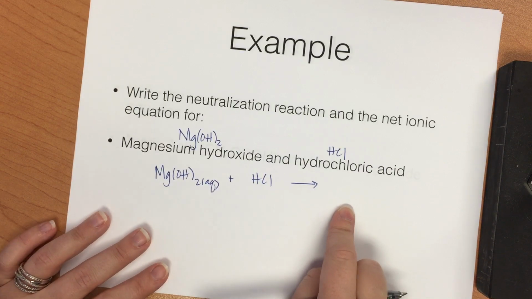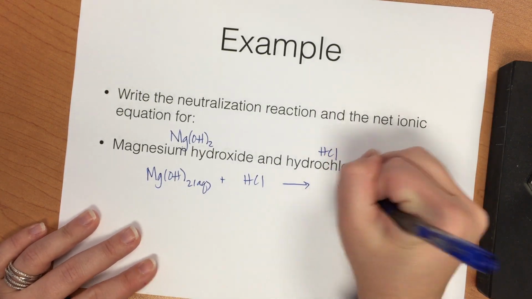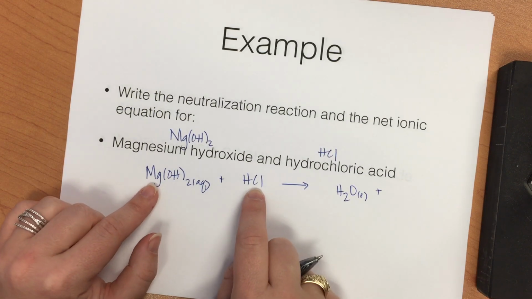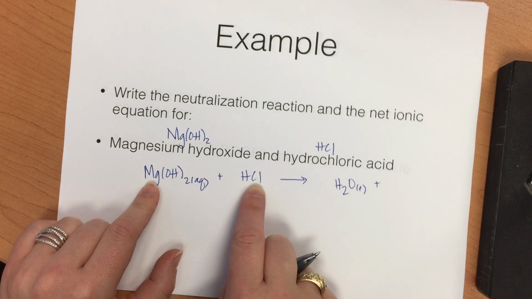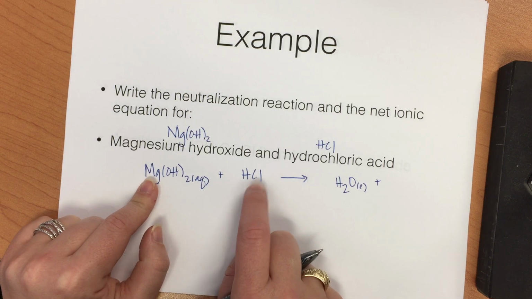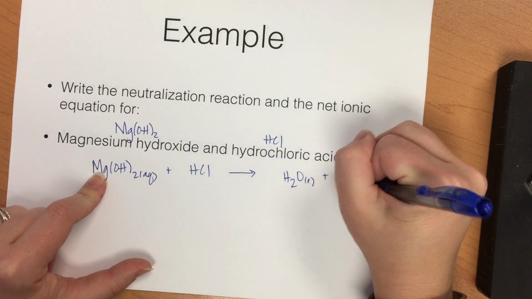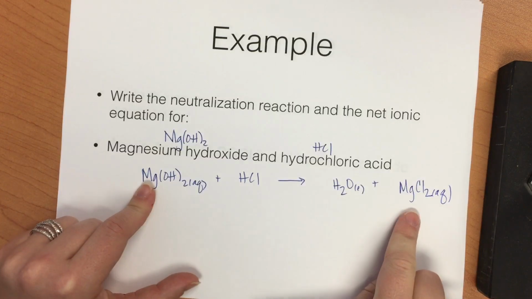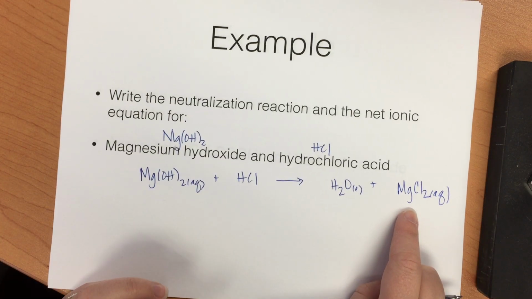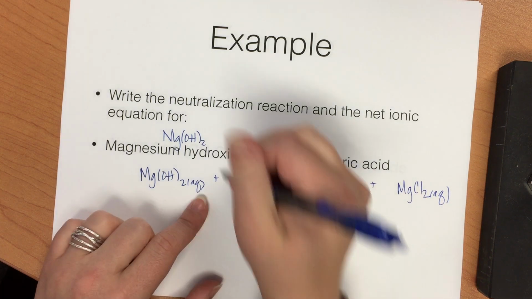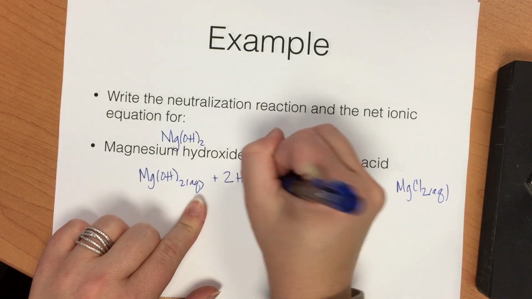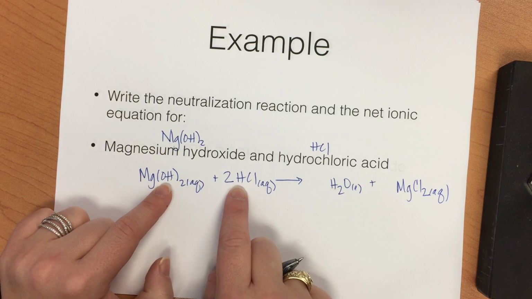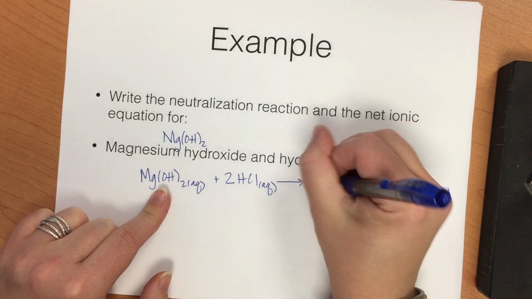Now we know that we're going to get out water, which will be a liquid, and we know that we're going to get some version of magnesium and chlorine mixed together. Magnesium has a 2+, chlorine has a 1-, so it will be MgCl2. This will be aqueous. Now, we need to make sure our equation is balanced. For 2 chlorines, we're going to have 2 in front of the HCl. The magnesiums are balanced, but if we have 2 acidic protons, we are going to end up with 2 water molecules.